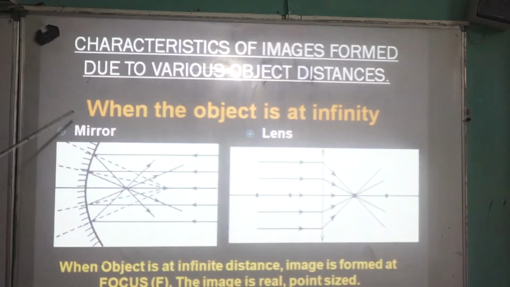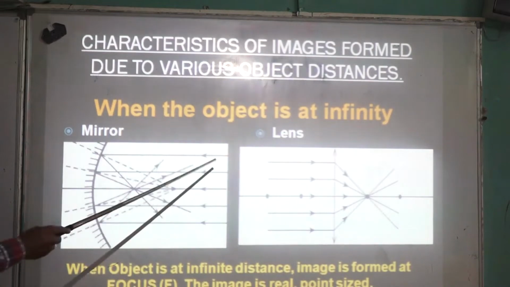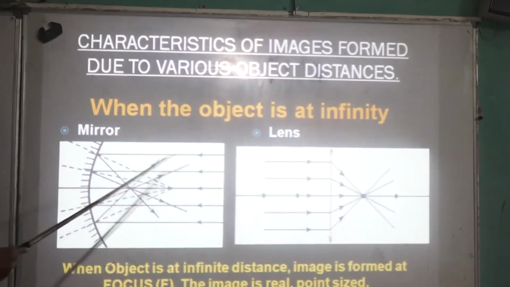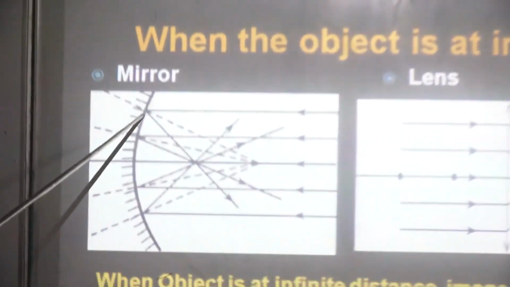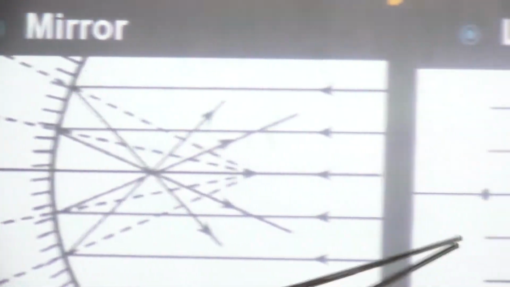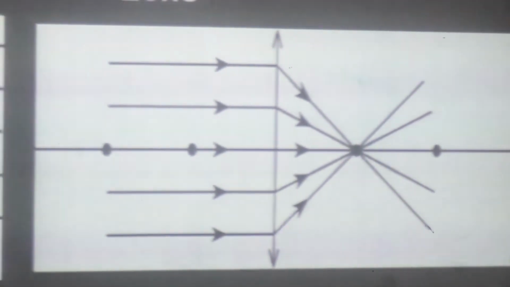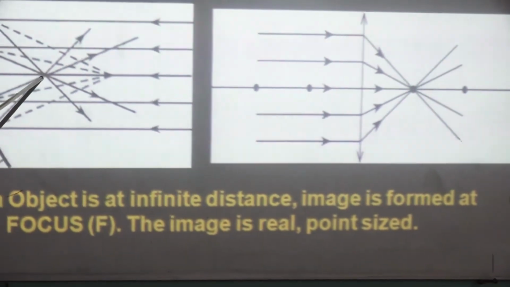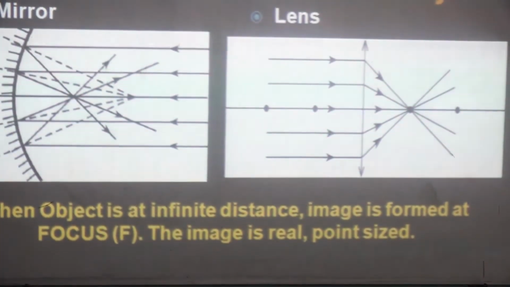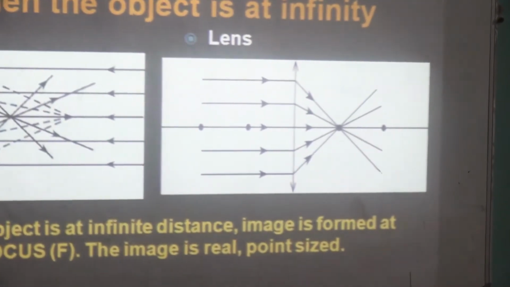Now let us see, here the object is at infinity. See, so many rays are coming from the object, but we are observing only the rays which are parallel to the principal axis. So all the parallel rays after reflection meet at F. Here also all the parallel rays after refraction meet at F. Now the image is formed at F. So when the object is at infinite distance, image is formed at focus, and the characteristics of image: the image is real, point size. So it's very, very small size, so we cannot say whether it is inverted or erect image.